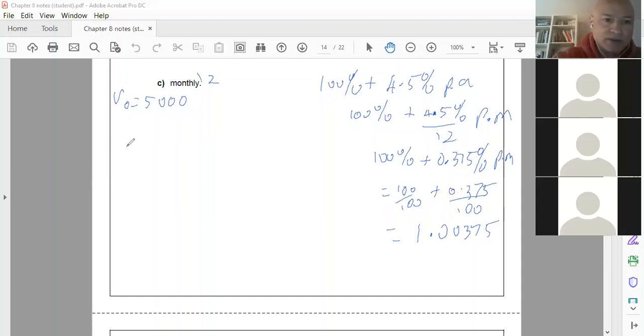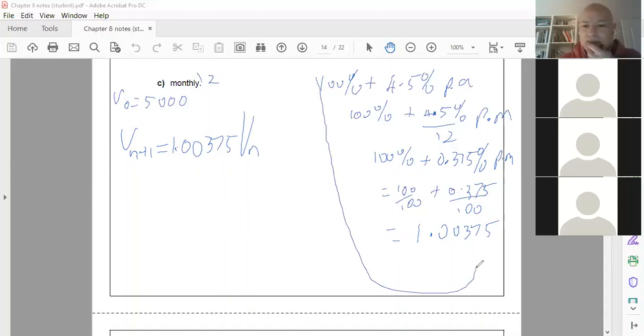Okay, so I'll write my rule. V of n plus 1, I can't write it beside it, we won't have enough room, that's why I'm writing it underneath, equals 1.00375 times V of n. Any questions? Okay, let's give you a little bit of time to write that down. Again, if this section needs more of an explanation, please ask. I'm trying to write everything down, but I know that sometimes I run out of room.